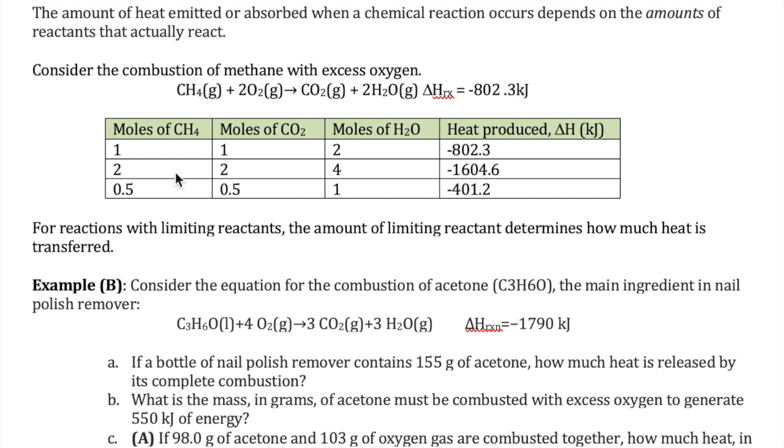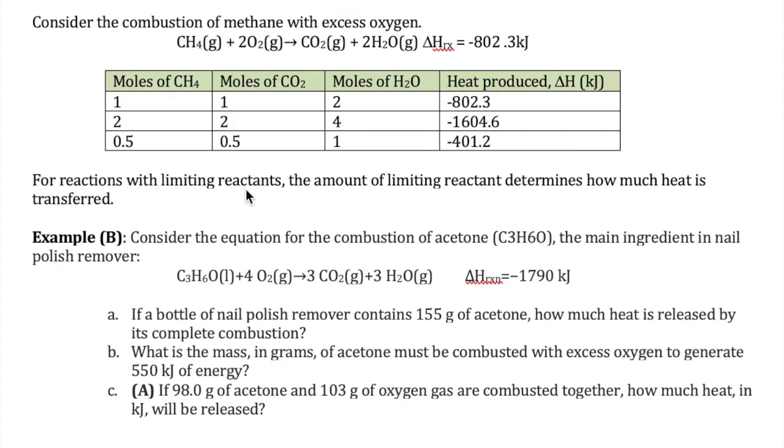In the case of 2 moles, it would just be 1,604.6 kilojoules. So it's exactly twice that number. If I use half the amount of reactant, then I would end up generating only half the amount of heat compared to the 1 mole of reactant. So it's only going to be 401.2 kilojoules of heat. What happens if you have a limiting reactant? Well, the amount of limiting reactant will determine how much energy would accompany that reaction.